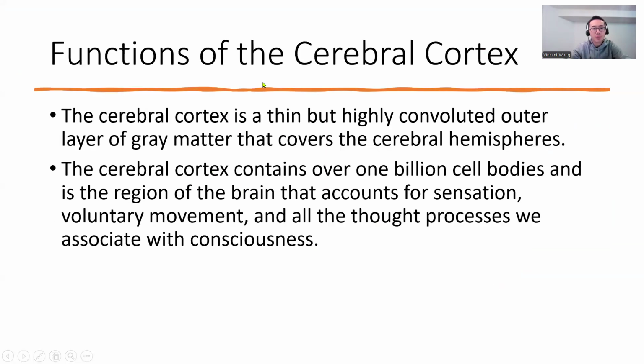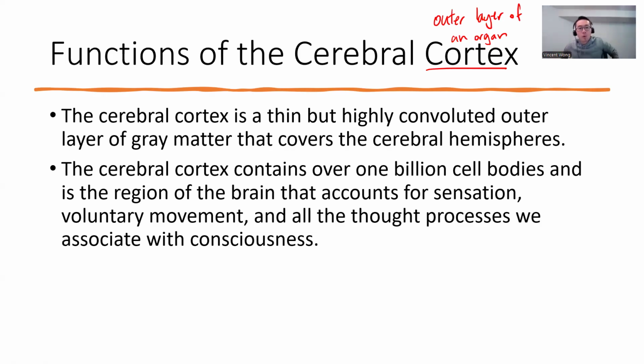Functions of the cerebral cortex. Okay, so cortex means the outer layer of an organ. In this case, we are talking about the outer layer of the cerebrum. That's why it's called the cerebral cortex. Later on, when we talk about other organs, the kidney also has a renal cortex. Anytime you see cortex, it just means outside.